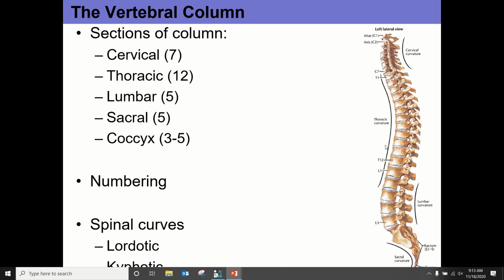And then kyphotic curves are the other way. There are 2 of them effectively in the vertebral column. The first one is in the thoracic section. And then the second one, if you count the sacrum and coccyx, is down here. So the second kyphotic curve is formed by the sacrum and the coccyx. So a kyphotic curve is concave, caves in on itself anteriorly. So lordotic curve, convex anteriorly, found in the cervical and lumbar sections. Kyphotic curve, concave anteriorly, found in the thoracic and sacral sections of the vertebral column.